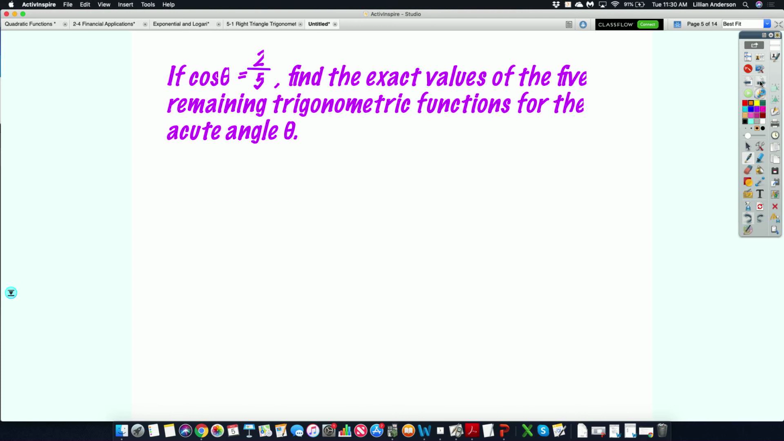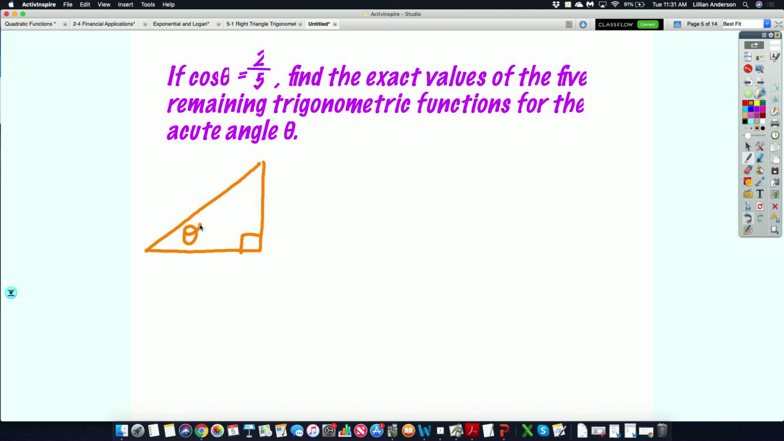Here's one. It says if cosine theta is equal to 2 over 5, find the exact values of the 5 remaining trigonometric functions for the acute angle theta. AKA, find the rest. What do you think would be helpful for us to do this? A drawing, right? What am I going to draw? A triangle. Specifically a right triangle. I'm going to put that 90-degree angle in there, and I'm going to make one of my angles theta. It doesn't matter. It could be the one in the bottom left. It could be the one in the top. It doesn't matter. It really matters how you go about labeling the sides with your information.